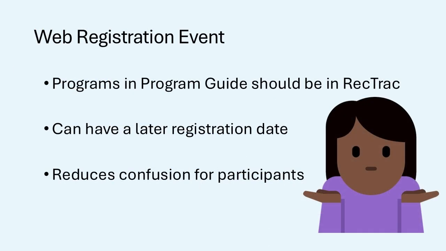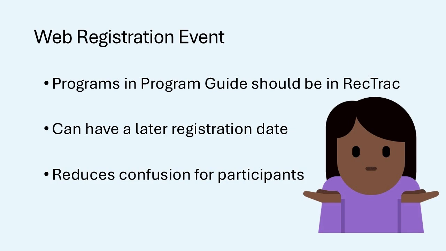Eventually, we'll get there. The next thing is all programs will follow what's called web registration event. So right now in the program guide, there are tons of programs. All of those programs are not available. And when I say not available, they're not even visible on WebTrack. Okay? So what we're going for is if that program is in the playbook, it will be in RecTrac, but it can have a later registration date. So we are now in September. We can actually have Holiday Camp for December visible on WebTrack, but have a registration date later.